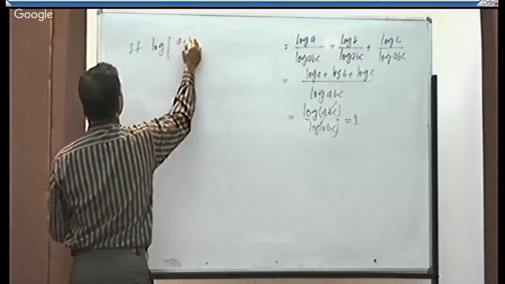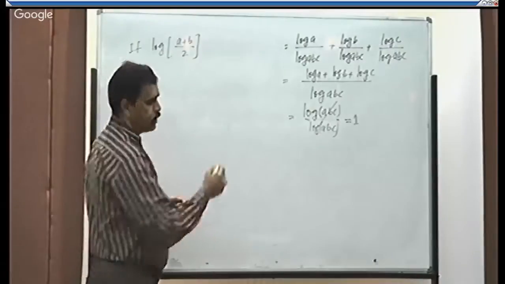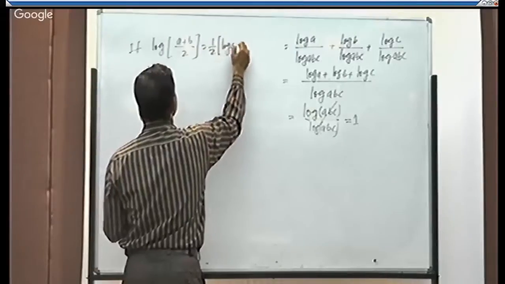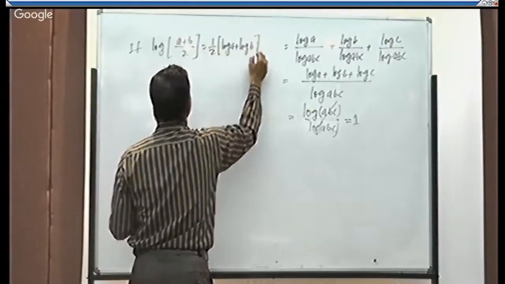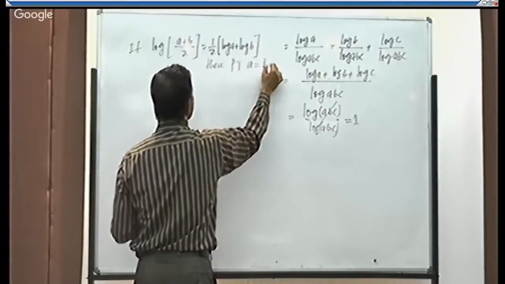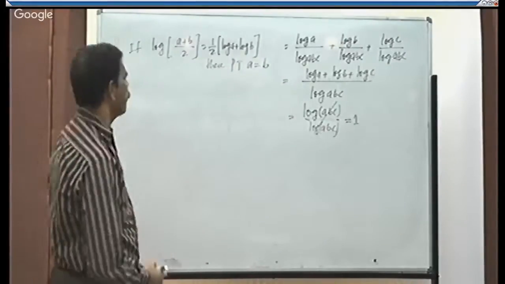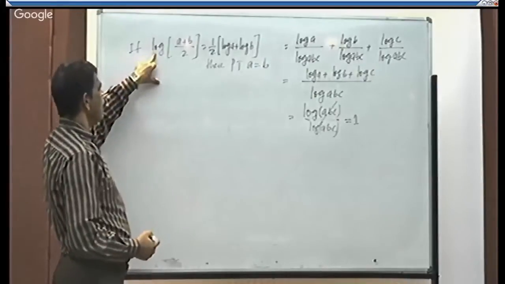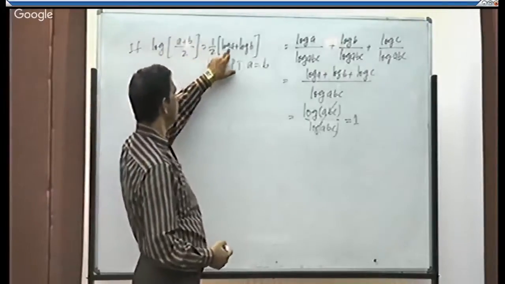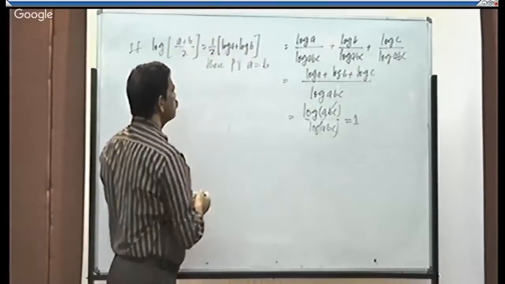If log of (A plus B) divided by 2 is equal to 1 by 2 into (log of A plus log of B), then prove that A is equal to B. What they have given is log of (A plus B) divided by 2 is equal to 1 by 2 into (log of A plus log of B). With this, we have to prove that A is equal to B.